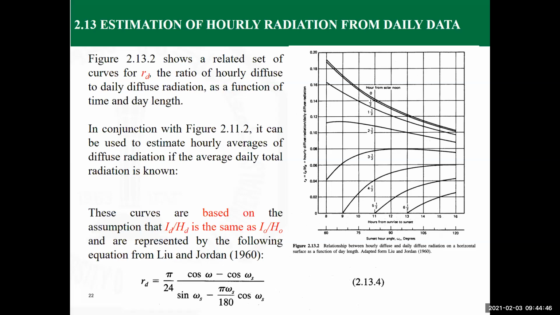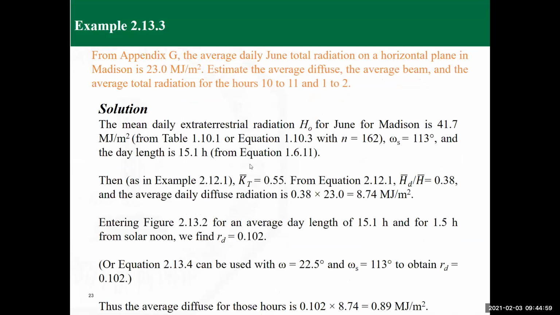So the value of RD can be obtained from this figure, or it can be obtained from this correlation, which is again some sort of a curve fit to what we have here in this figure. And an example again is given to estimate this, which is basically the same thing that we have seen earlier. But as I just mentioned, what we are looking for here basically is the diffuse component of the radiation, not the total radiation which is falling.